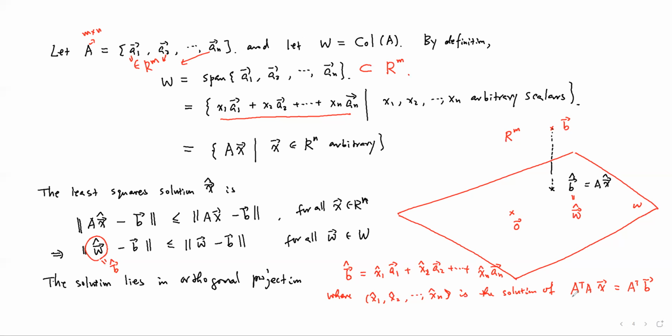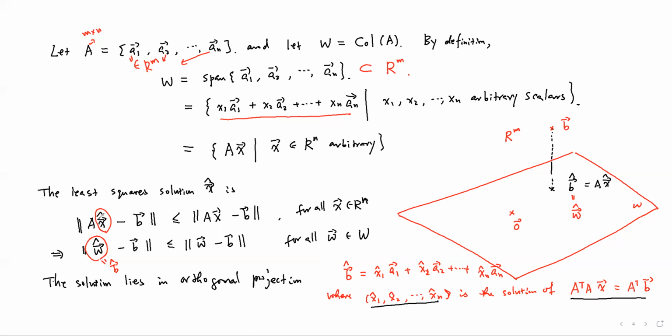The solution of this equation, yeah, this equation, the solution is this. Okay, the solution is this. This guy makes A times X hat be the projection of B onto the subspace W.